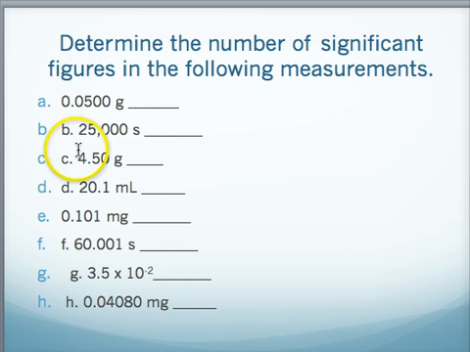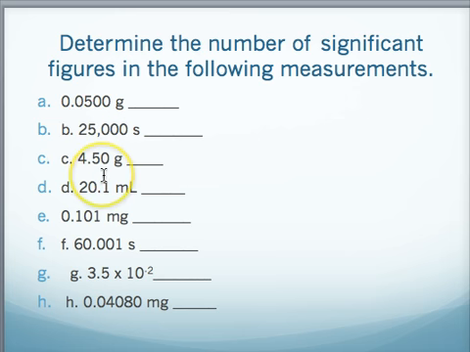Let's look at letter B, 25,000. Anything that's not 0 counts, so we at least have the 2 and the 5. Zeros to the right of the number only count if there's a decimal before them. There's no decimal anywhere to the left of these zeros, so the 3 zeros on the right don't count. Remember, the rule for zeros on the right is they only count if they're following a decimal.